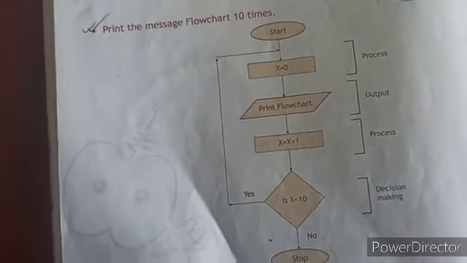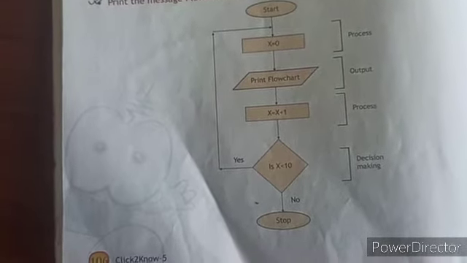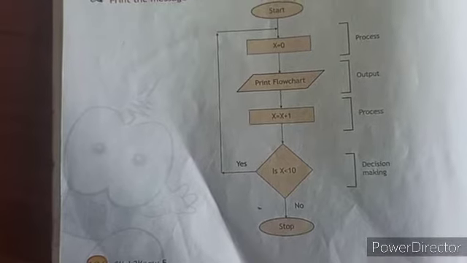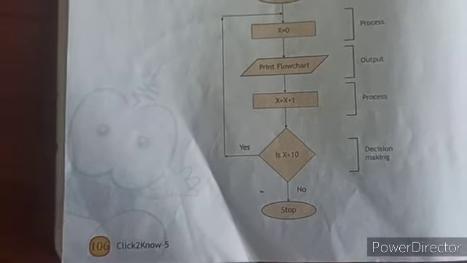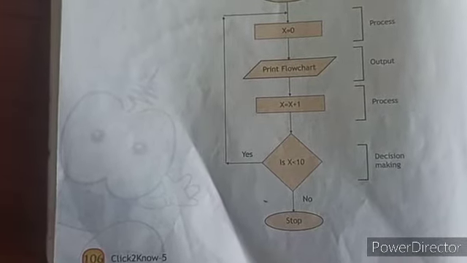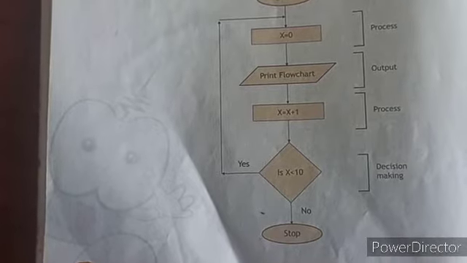Because the start and stop are the same in every flow chart, there is no need to discuss these portions. You need the oval symbol to write start and stop at the beginning and at the end. Then you need a loop, or where the condition is needed.